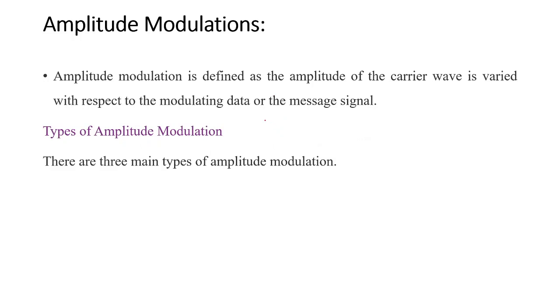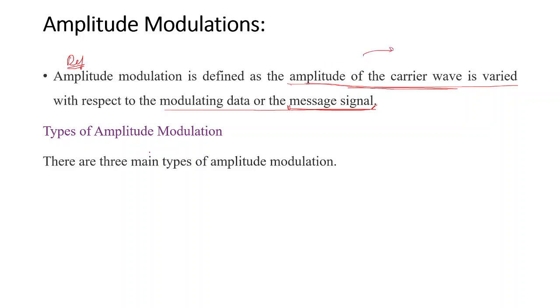So we will start. First of all, we will start with the definition. What is amplitude modulation? It is defined as the amplitude of the carrier wave being varied with respect to the modulating or message signal. So this message signal plays an important role here. With respect to this message signal, the amplitude of the carrier is going to be changed. That we will discuss in the next slides.